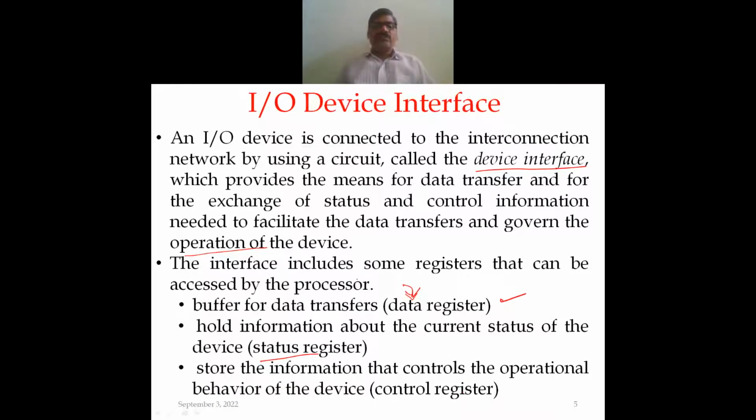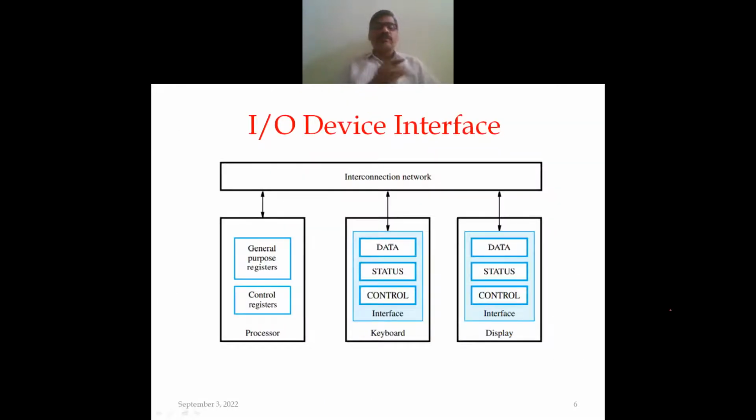And the control register, another important register, is used for storing the information that controls the operational behavior of the device. The operational behavior of the device is controlled by this control register. So these are the important registers that we use here. In this IO device interface, we see the data register, status register and control register, which are associated with all the input output devices.